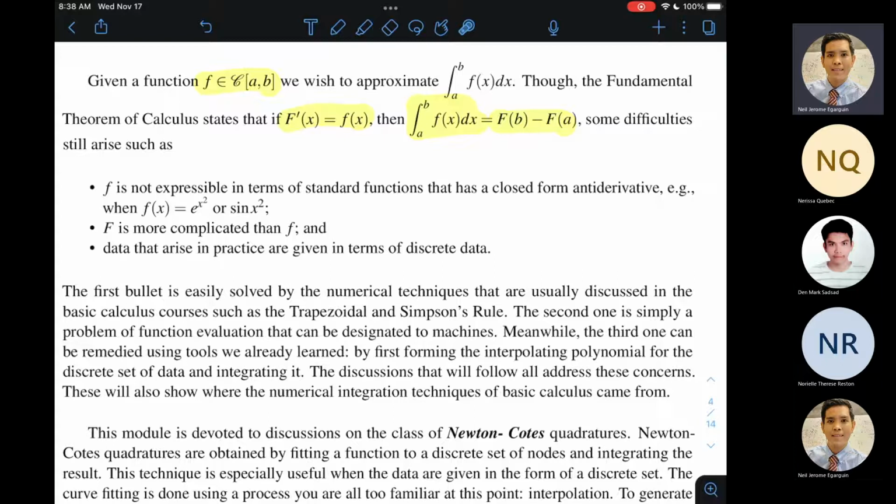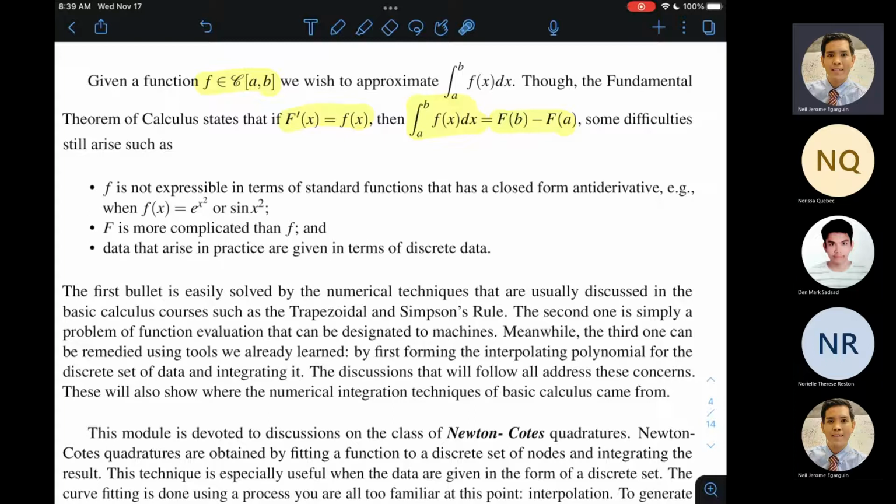na posibleng gusto nating kunan ng integral o yung information about the integrand f that we would like to integrate is not given in terms of a function but given in terms of discrete data. So pwedeng nanggagaling siya sa measurement. Halimbawa, gusto mong i-compute yung time spent in traffic.